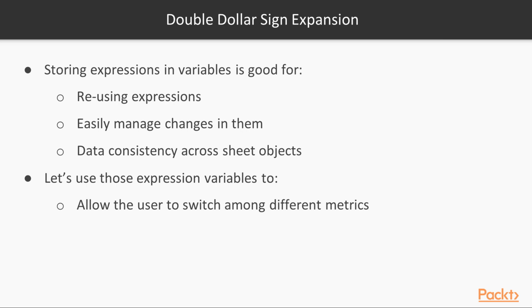Finally, let's discuss $ sign expansion. We've already discussed how storing expressions in variables can be a good idea for reusing expressions, easily managing changes in them, as well as for data consistency across sheet objects. We will push this idea a bit further by using those expression variables to allow the user to switch among different metrics at his or her convenience.